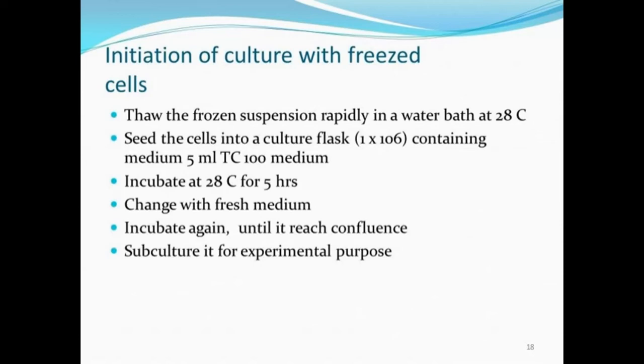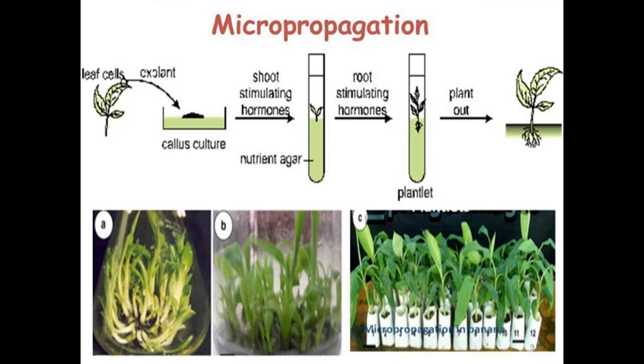So stage 1 is the advance in micropropagation, and it can include the choice and development of stock plants for around 3 months under controlled conditions. See here the diagram, this is the leaf cell. We take this explant. Now the explant can make the callus culture.